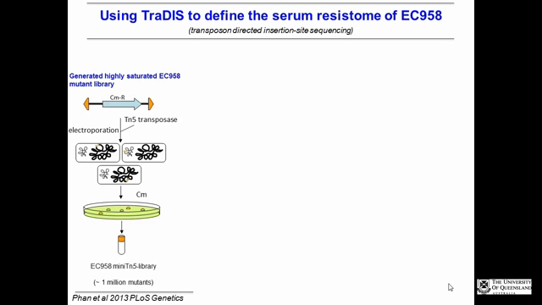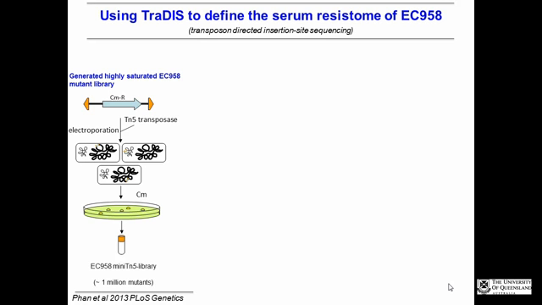So here's our method. The first thing we did was generate a highly saturated transposon mutant library in EC958. We used a chloramphenicol resistance gene in a mini Tn5 transposon, and we combined that with a transposase. This mixture was electroporated into our EC958 cells, and we were able to obtain a highly saturated transposon mutant library comprising around 1 million mutants.